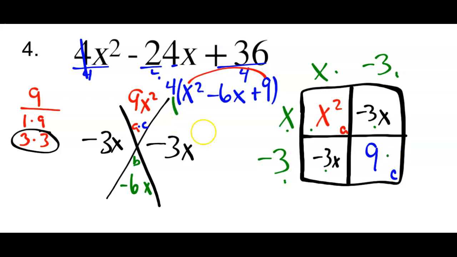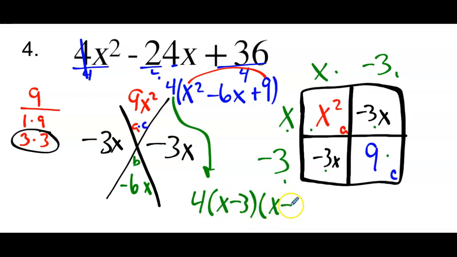I need to bring that 4 down into my solution. And I've got 4 times x minus 3 times x minus 3. And that's it. That's my solution. Let's try another one.